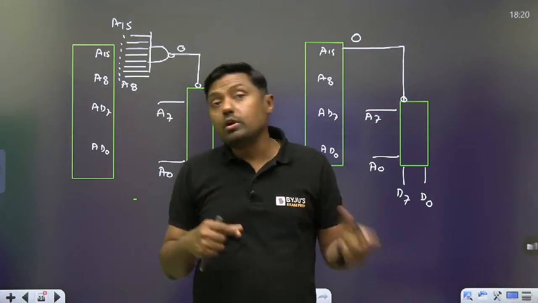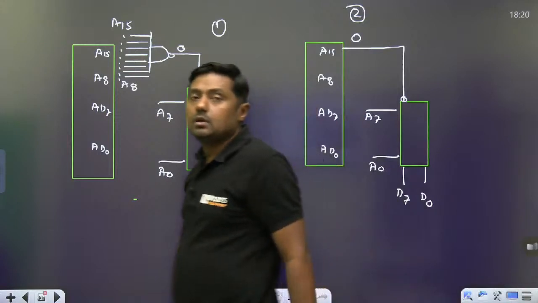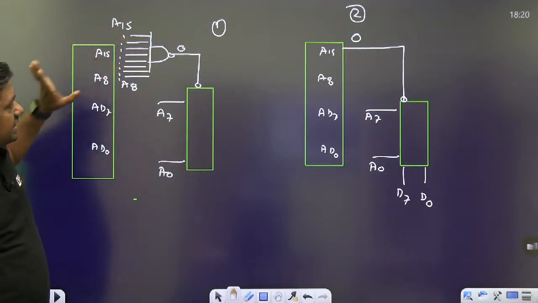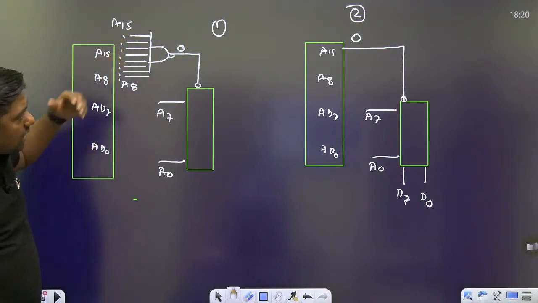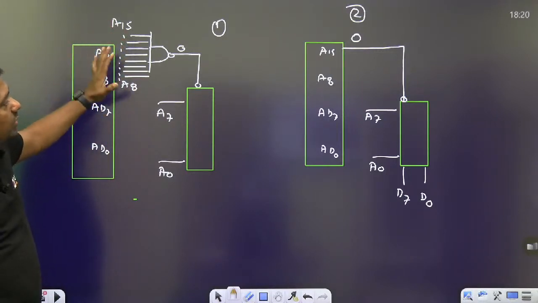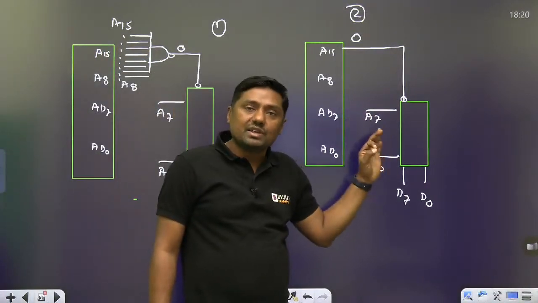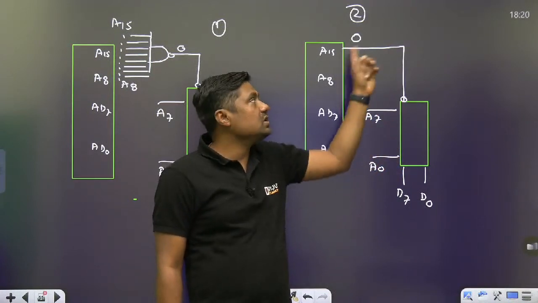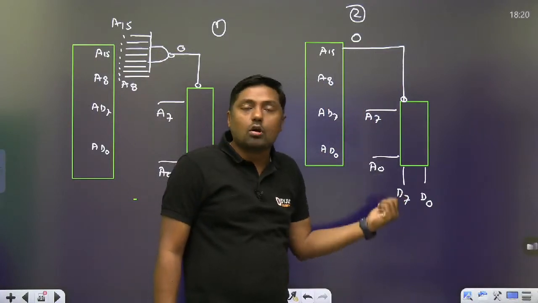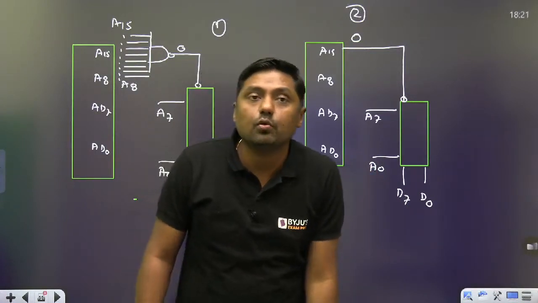Tell me, which one is more efficient, first one or second one? In the first case, we have to use one extra 8 input NAND gate. Extra hardware is required. That will increase the cost, as well as there will be the propagation delay. This is a very simple circuit. No external hardware is required, and there is no combinational circuit here, and that's why the delay will be less, and the cost of this system is very low. That is the advantage of partial decoding.